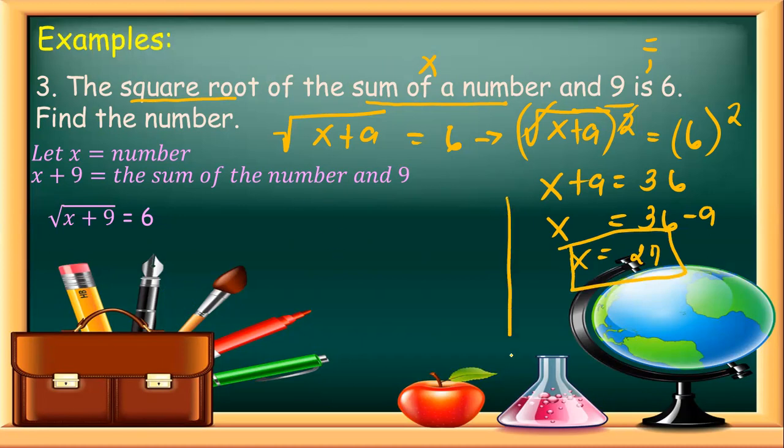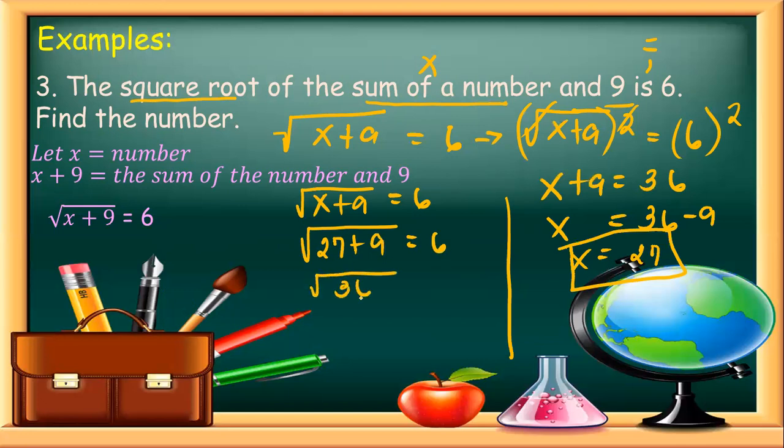Now let's check if our answer is correct. Our given is the square root of x plus 9 is equal to 6. Then replace the x here by 27, checking that the square root of 27 plus 9 must be 6. So 27 plus 9 is 36. Square root of 36 is 6, so 6 equals 6. Therefore, our answer is correct.